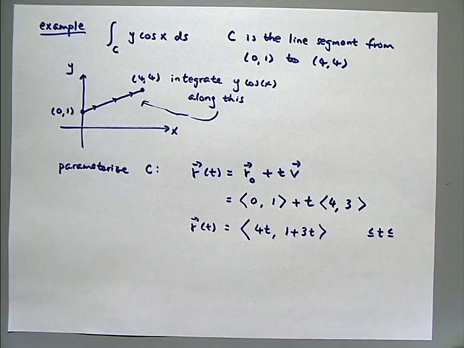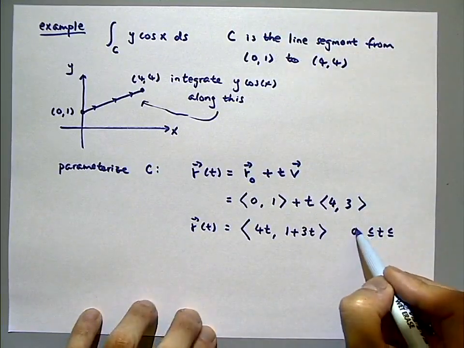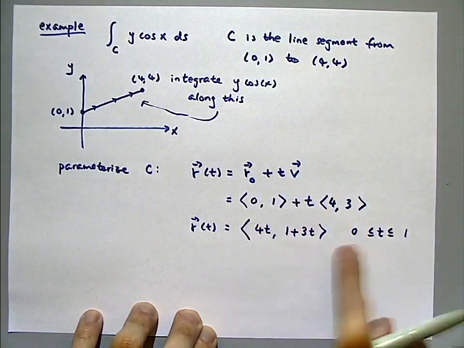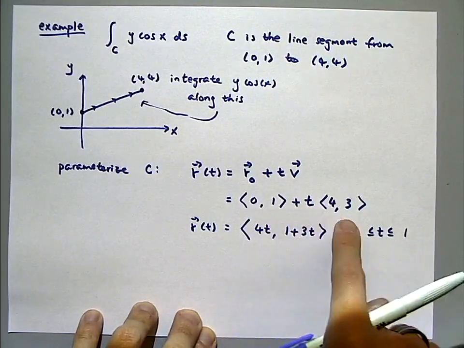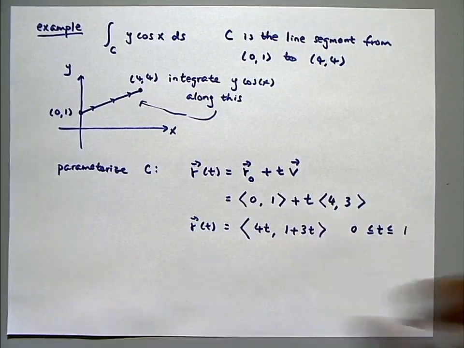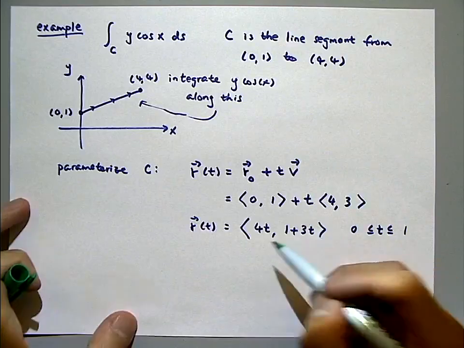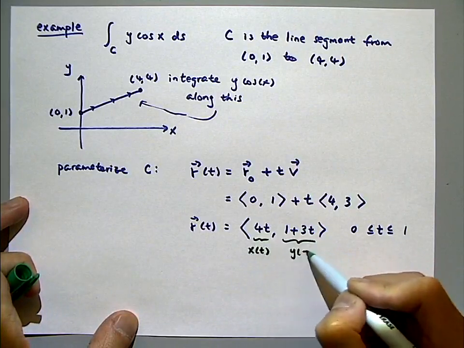What is the interval of t for this if we parameterize this way? What does t have to be to get to this point? 0, right. What does t have to be to get to here? 1, yeah. If you formulate it this way, t is always going to be between 0 and 1. If you take the initial point plus t times the difference between the two as your vector, then it's always going to be 0 to 1. Okay, remember, this is our x of t. This is our y of t.